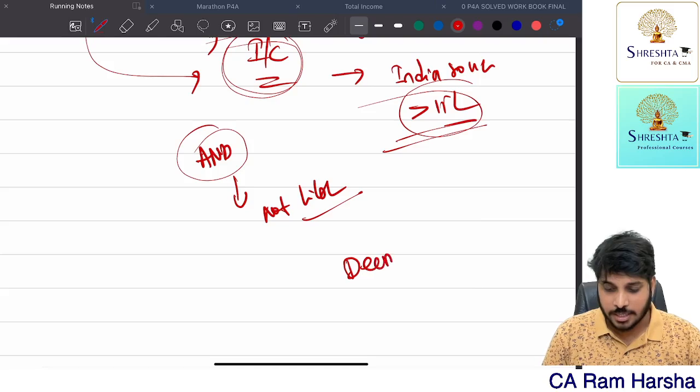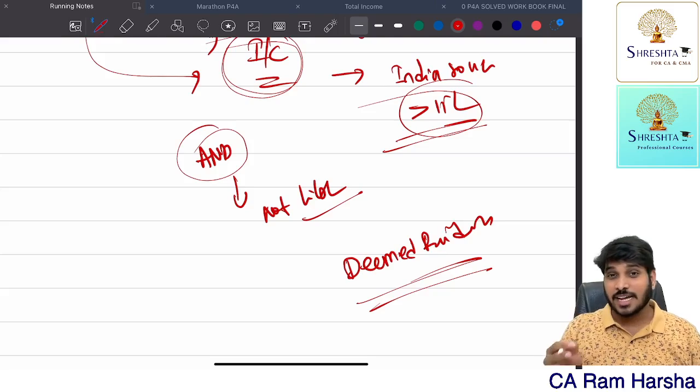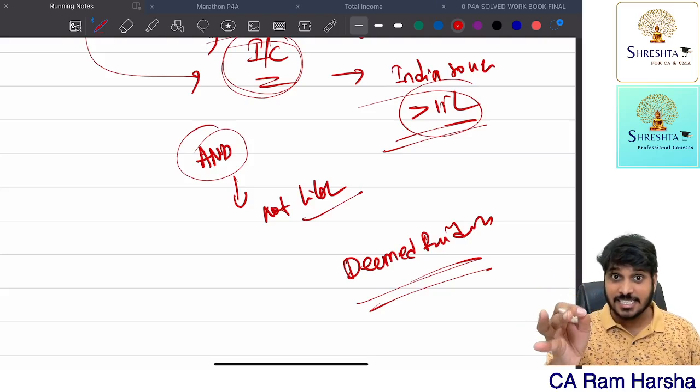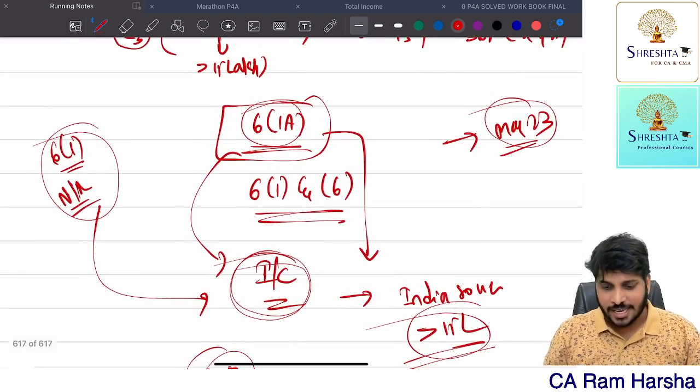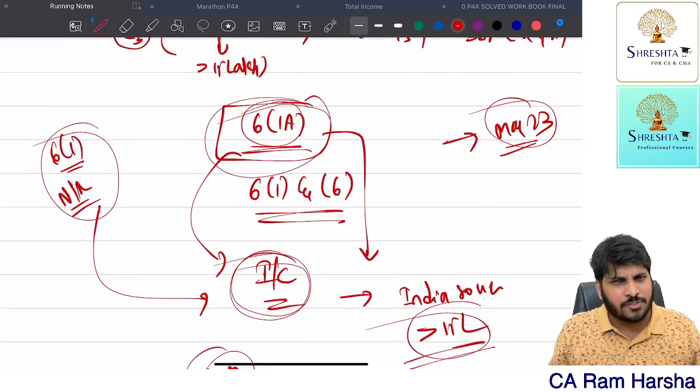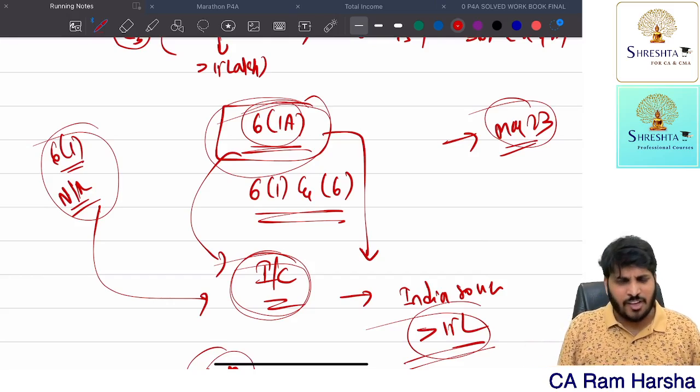You are deemed to be a resident. So through this section, the income tax department is taxing Indian citizens even though they are not visiting India. You see here in 61A, they don't talk about any number of days, 120 days, 180 days, 60 days, nothing.